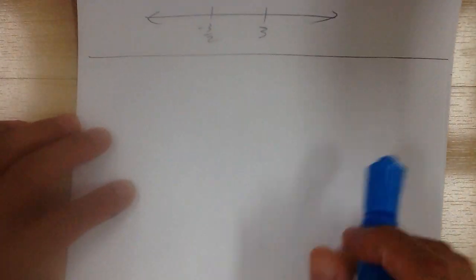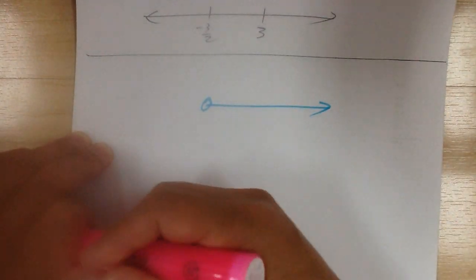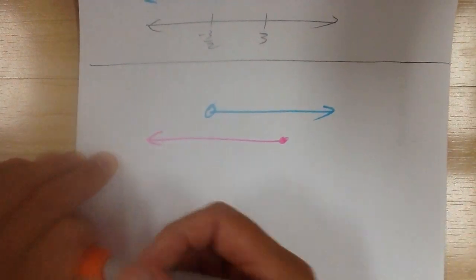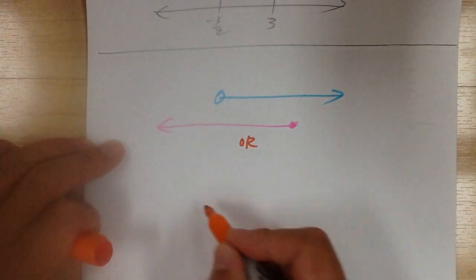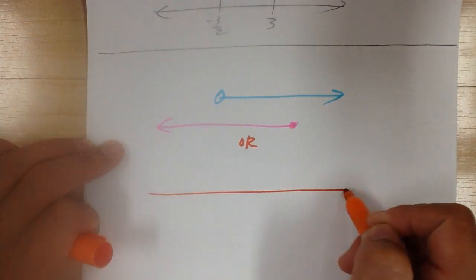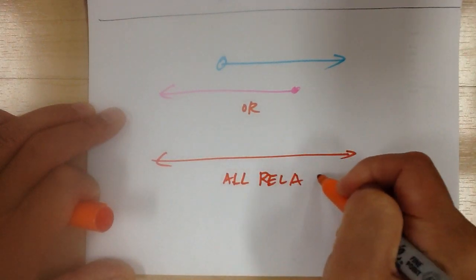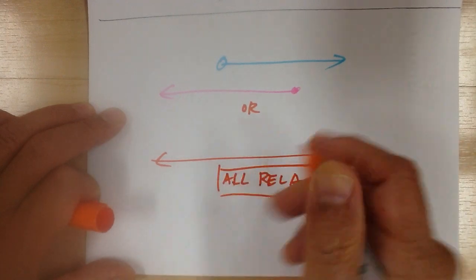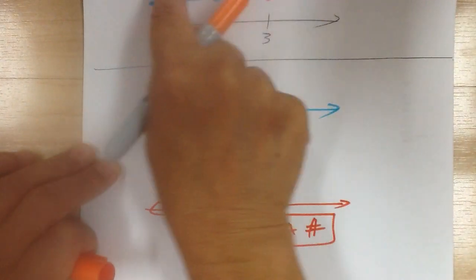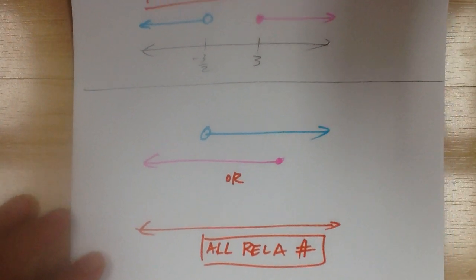If you have a situation like this, and then you have a situation like this, and you have an OR, that means it can be in pink or blue, so that means everything. So you're going to end up with this. In this case, the answer would be all real numbers. So you have to be careful. That's why you always want to sketch and check. Because if you have this situation, then this is not going to be your final answer. This would be the final answer. So just be aware of that.